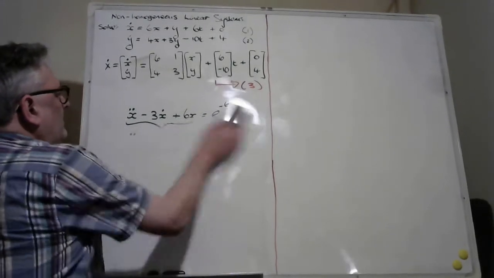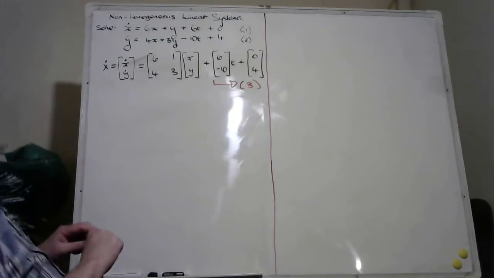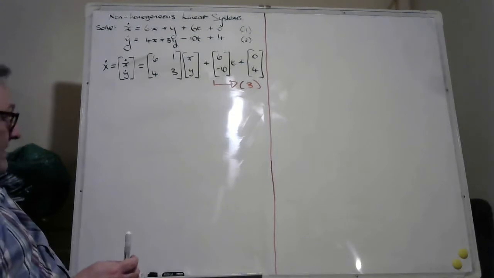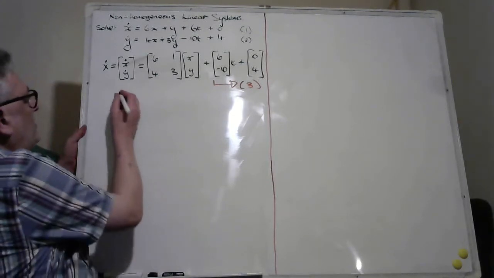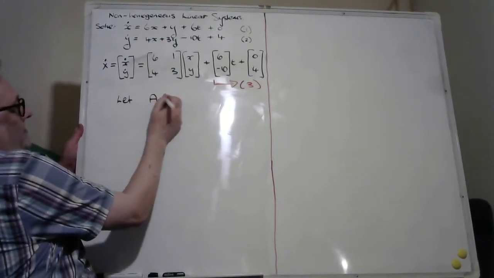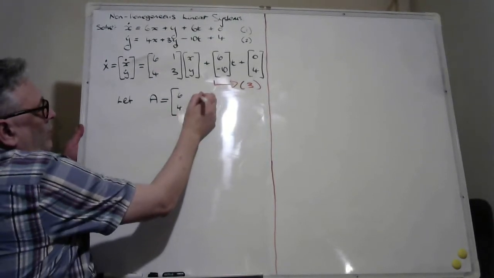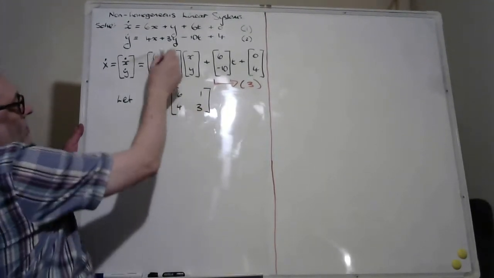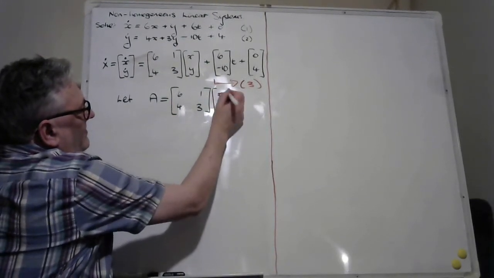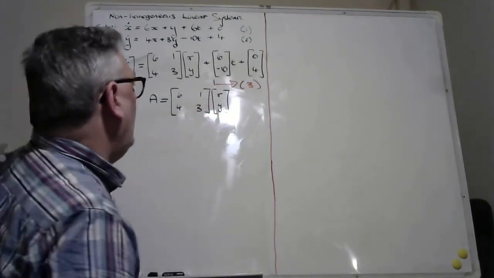So what we're going to do is make a start with equation 3. Now, as with our previous videos, we're going to let A equal 6, 4, and 1, 3. So this part of the matrix here is multiplied by the vector x, y.